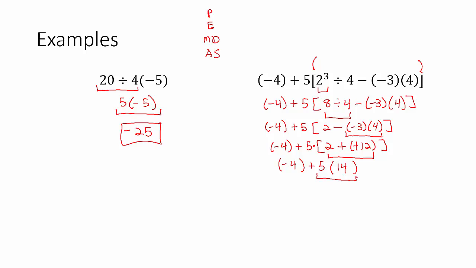Next, we can move to our multiplication. 5 times 14 is 70, so we have negative 4 plus 70. And that gives us a positive 66 for our final solution. Keeping that order of operations in mind: parentheses, exponents, multiply, divide, add, and subtract.